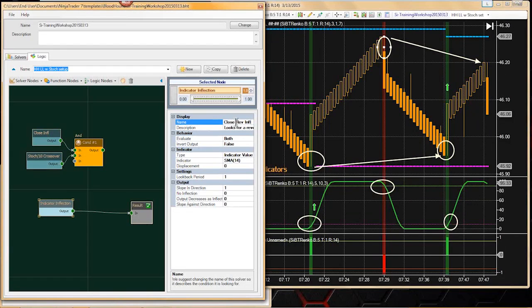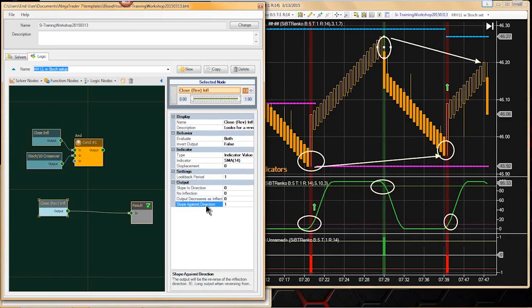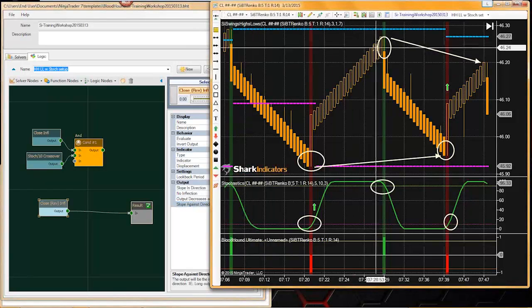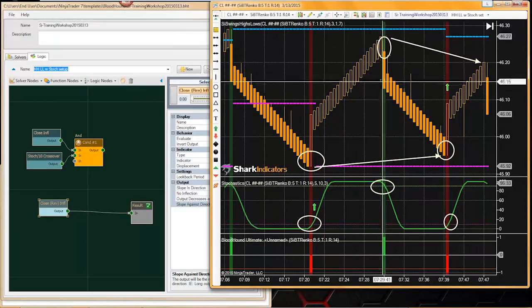Okay, so once again, we're looking at the close inflection. However, we're going to reverse the output here. The slope in direction, we're going to set that to 0, and we're going to use the slope against direction. We actually want an output that's against the direction. So as price reverses down, now we're getting a long output, which is against the direction, because the direction of the reversal is down, but we're getting a long out instead. So that's one way I could do it.